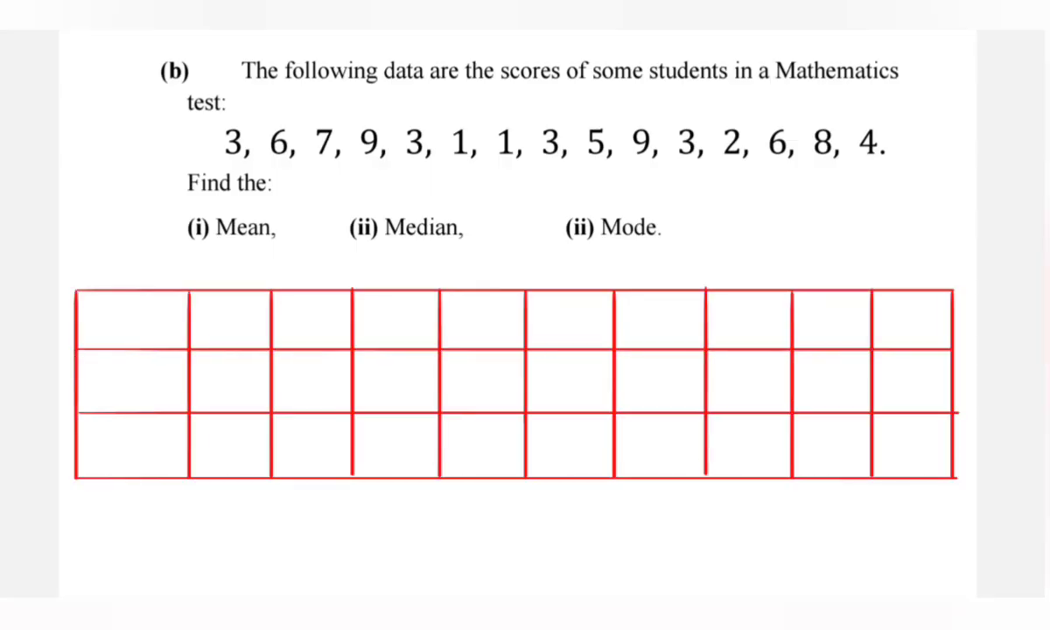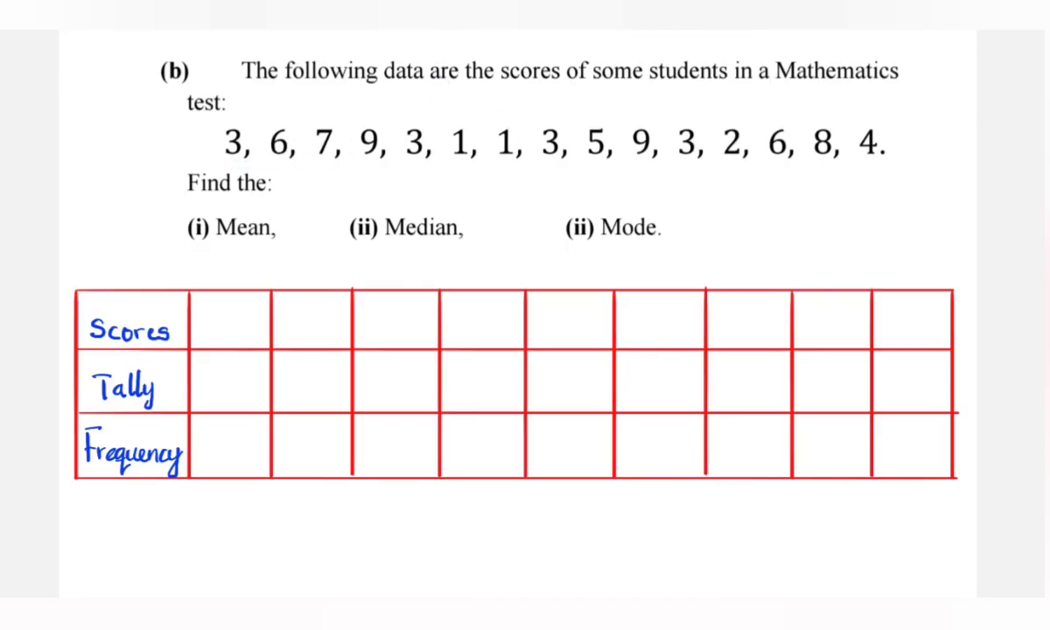Here is a table for this distribution. But how do you fill this table? It's very simple. Let's take a look at the scores first. Put the scores here. Put the tally here. And put their frequency here. Frequency means the number of times a number appears, or in this case, the number of times a score appears.